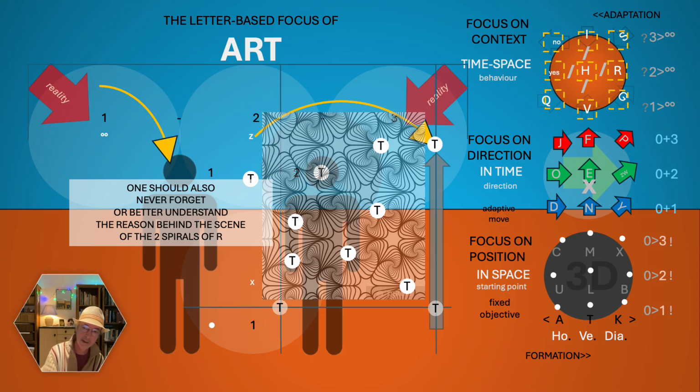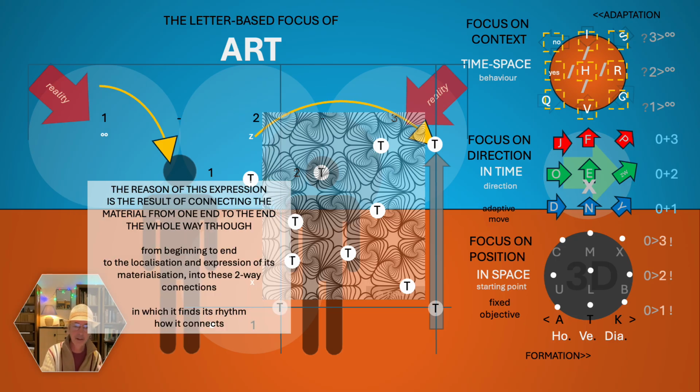But the R, where does it exist? Where does it actually go to? It's not about two spirals, as I say it. The whole reason why I use two spirals is only simply because it's connecting material from one end to the other end, the whole way through, from a beginning to a further development. It's that materialization process which is about two-way connections, and that's how it finds its rhythm, that's how it finds its connections.